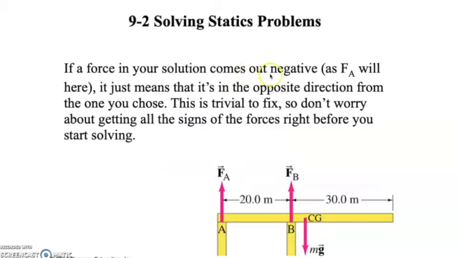If a force in your solution comes out negative, as FA will, it just means that it's in the opposite direction from the one you choose. And this is an easy fix, so don't worry about getting all the signs of the forces right before you start solving. The negatives and positives will work themselves out, okay? As you do problems, you'll see this. And you can see from the edge of the table to here, FB, and you got FA, you get your distances and so forth, okay? But a trivial fix.